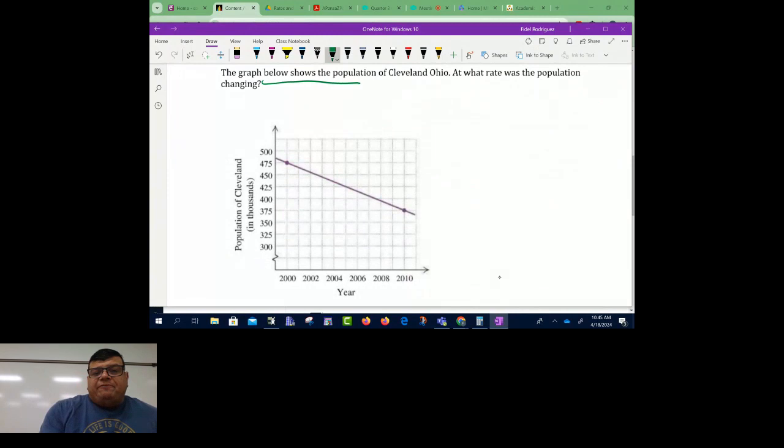So y'all, the graph below shows the population of Cleveland. At what rate was the population changing? First thing I noticed, this line is going down. Since it's going down, that means that my population is decreasing, right? We had more people at one point, and then it's kind of gone down. So my slope is going to be a negative number. Let's see if we can figure this out.